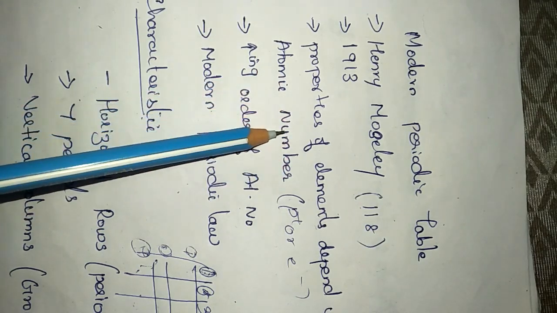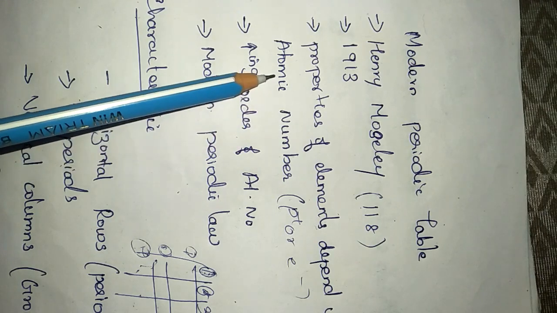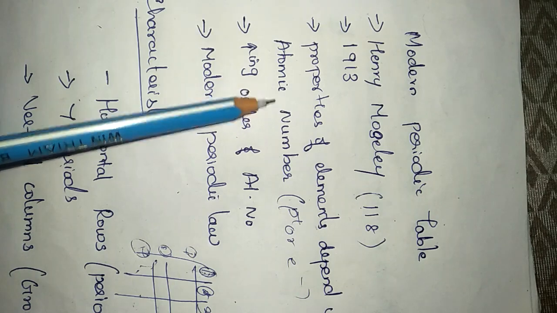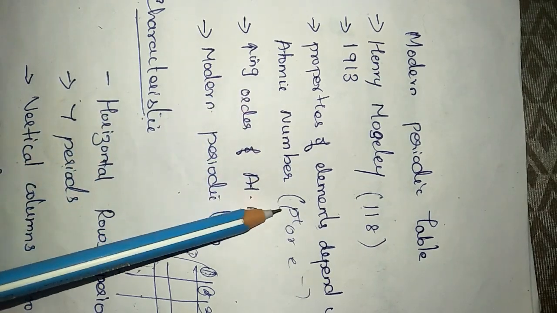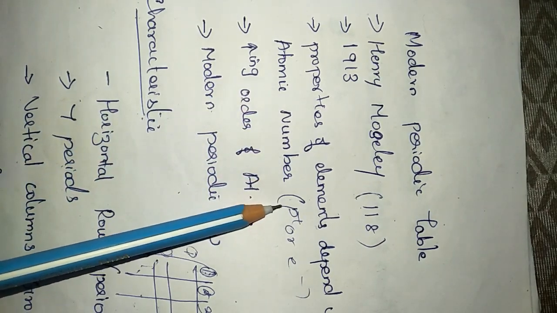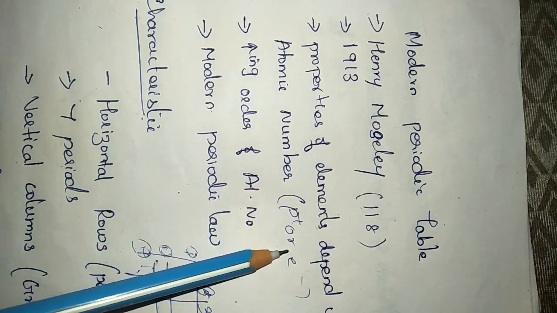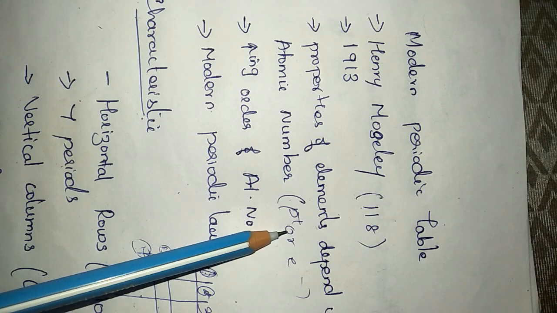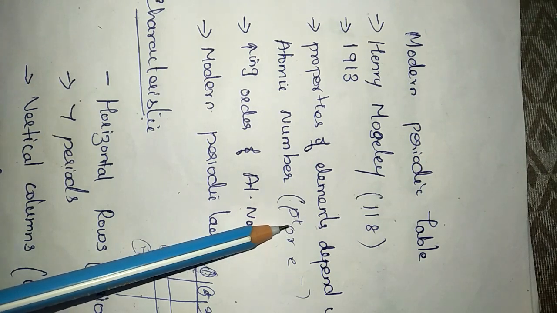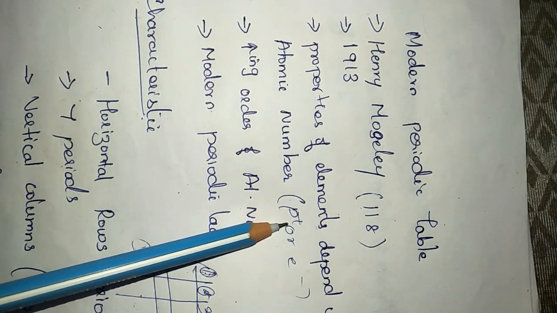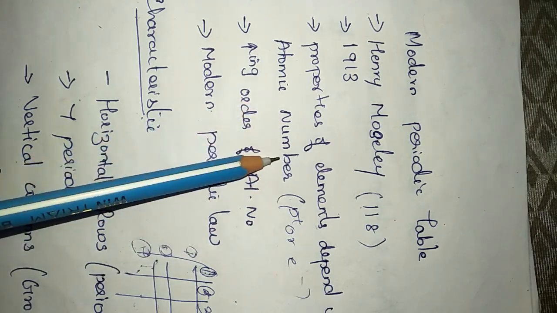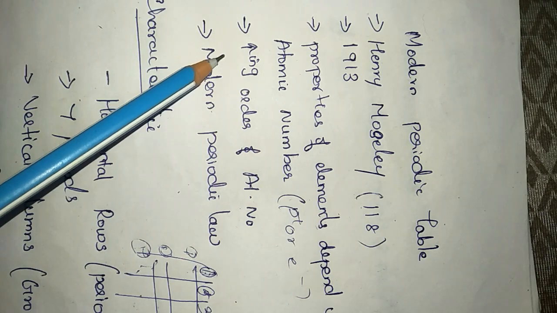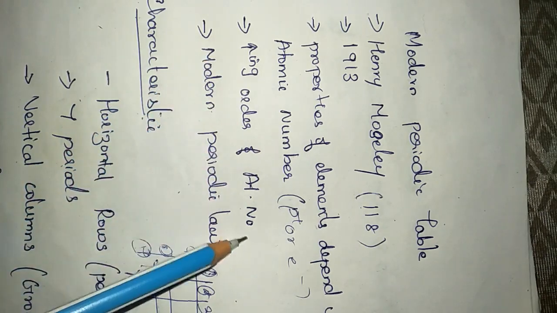He said that, according to him, the physical and chemical properties of the elements are based on the atomic number, not on the mass number. The properties of elements mainly depend upon atomic number. What is atomic number? It is either the total number of protons or the total number of electrons present in an atom. In chemical reactions, only the outer shell electrons take part. So the properties mainly depend upon the atomic number. So he arranged all the 118 elements according to the increasing order of atomic number.